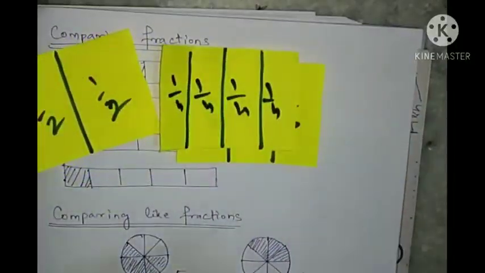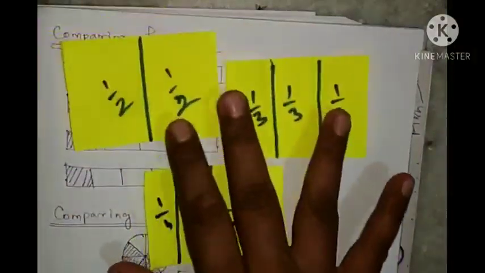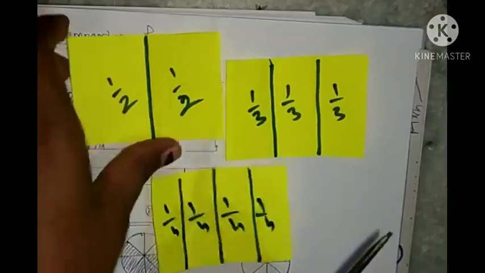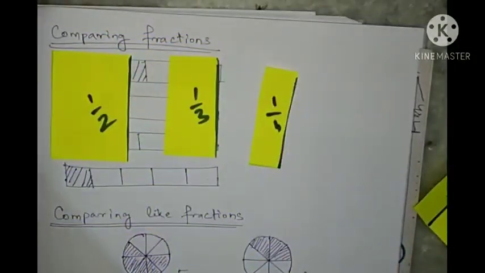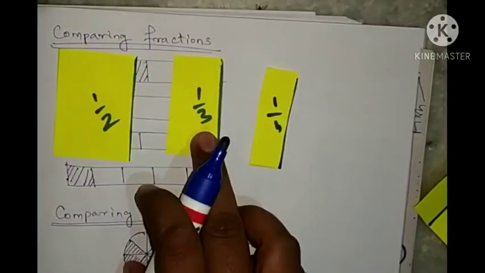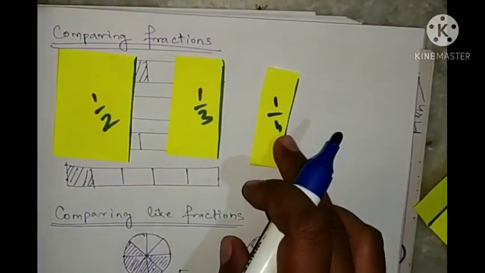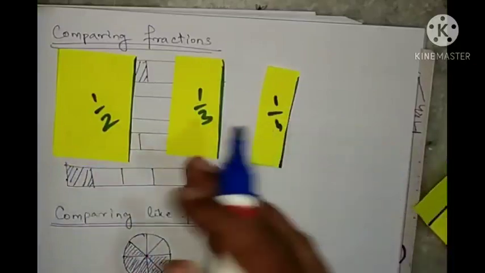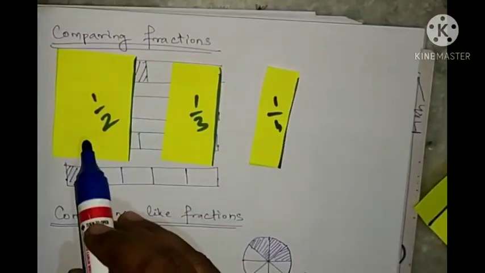If I take one part from each, look here: 1 by 2 is bigger than 1 by 3, and 1 by 3 is bigger than 1 by 4. If we compare all three, which one is the biggest? 1 by 2 is the biggest.